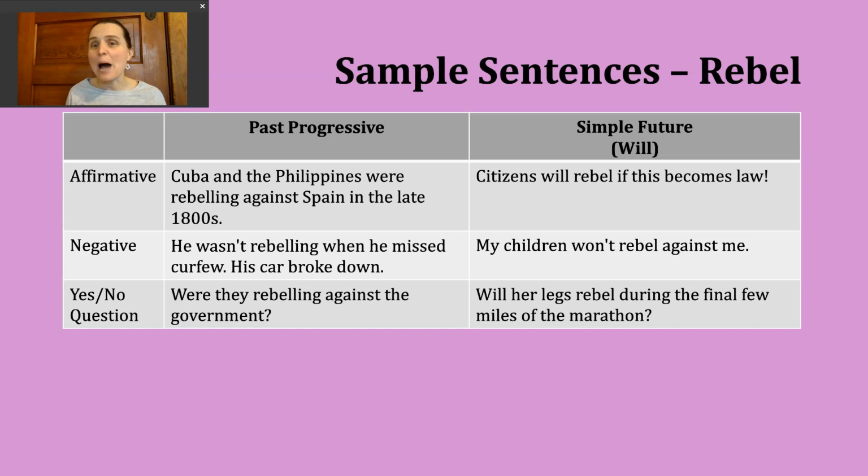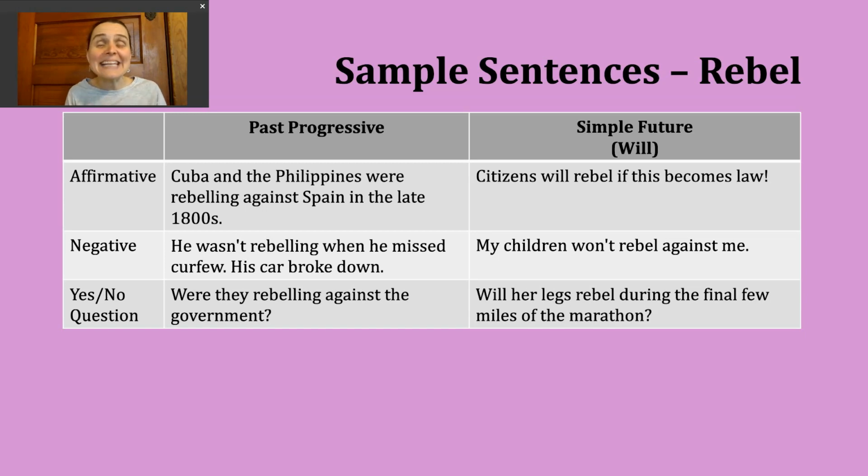The nice thing about the simple future is that our structure is going to stay the same no matter what our subject is. So I'll have my subject, I'll use will, and then I'm going to use the base verb. You can see an example on the screen. Citizens will rebel if this becomes law. Okay? So sometimes I've heard elected officials say things like this many times when they're trying to convince another party not to pass a particular law. And many times this is an overreaction, but it's meant to get people's attention.